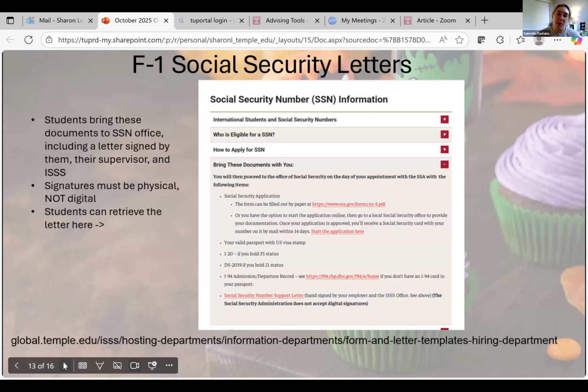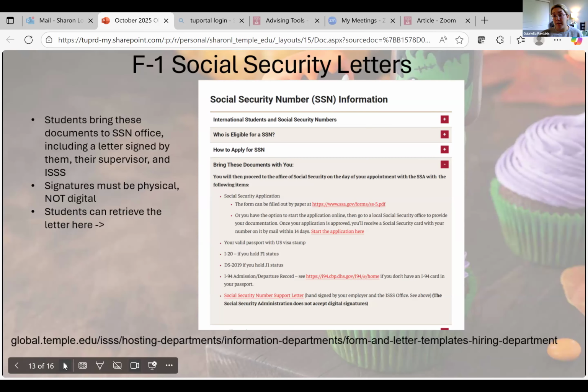Gabby? So just another note about social security letters. You might be asked to fill them out by any students that you're employing for on-campus positions during their degree program. Basically, it's a letter that we give them supporting their social security application, saying they're a student at Temple, working on campus pursuant to their F1 status. They can print it out on our website. They should fill their part out first, then bring it to whoever their supervisor is or the department head. Then they bring it to ISSS and we sign it.